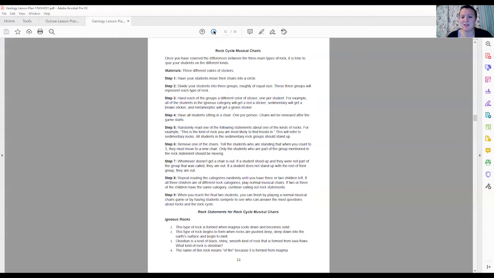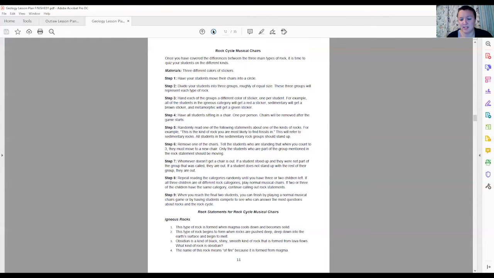After you've done these projects, we have a rock cycle musical chairs. It works fairly simply, like most musical chairs. The only difference is you are going to be separating students into groups of 3. One group is igneous, one group is sedimentary, one group is metamorphic. So every student is assigned to one of these 3 groups. You start off like normal musical chairs. Everyone is sitting in a chair.